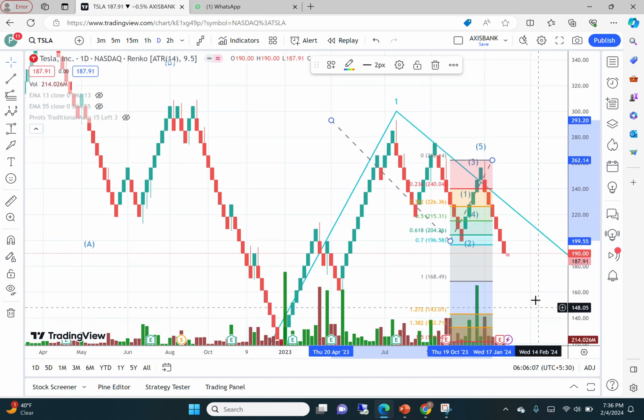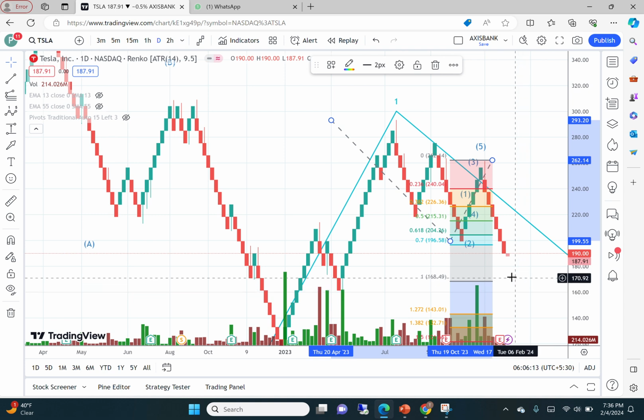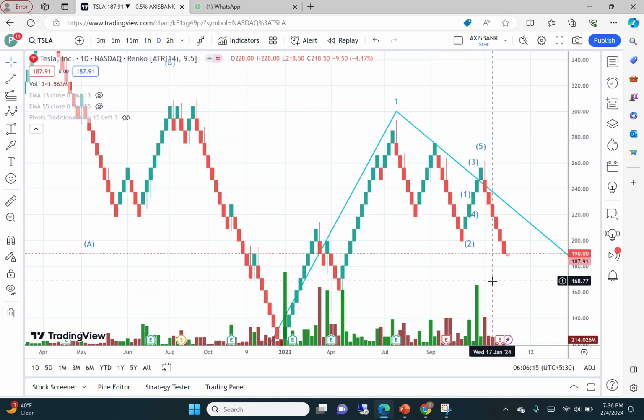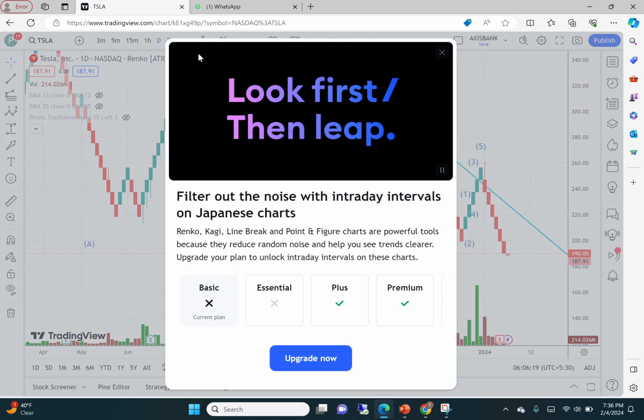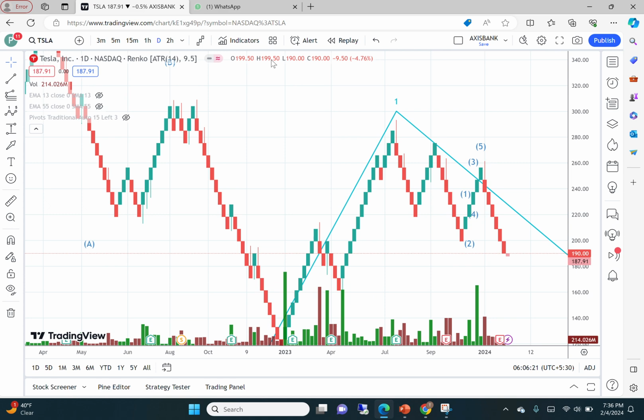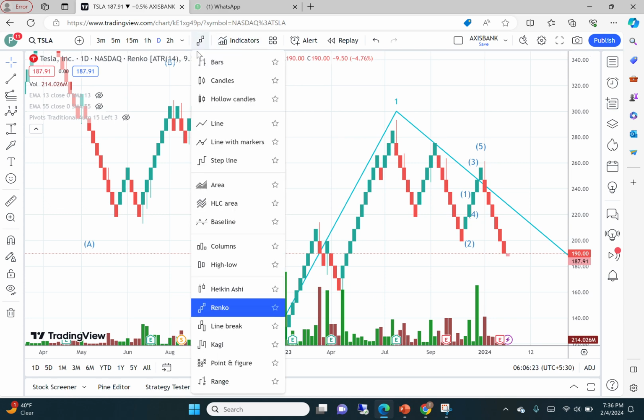The very first target I'll be looking around 168. This one is 161. So basically 164. Earlier we concluded yes, 164 more looks like possibilities in Tesla, even though all the big companies are coming with good results except Tesla.